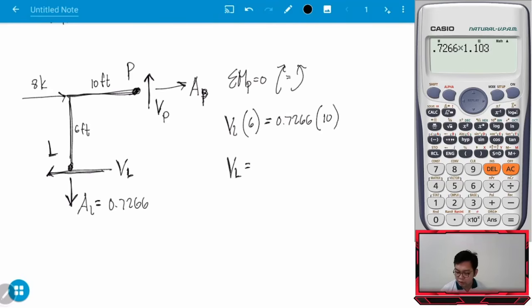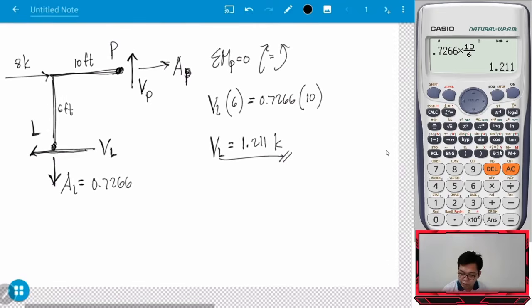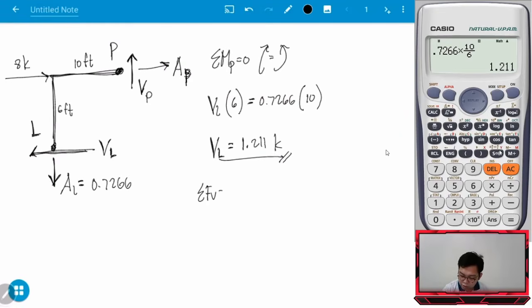So, pwede ko nang i-solve yung VL natin. Ano yung VL natin? 0.7266 multiplied by 10 over 6. So, that's 1.211 kips. After nyan, pwede ko nang i-solve yung VP at saka yung AP. To solve for VP, guys, I can just sum up forces vertical is equal to 0. Upward is equals downward. So, I think obvious naman nun na ang VP is equal to AL, which is 0.7266. Yan lang kasi yung dalawang vertical forces.